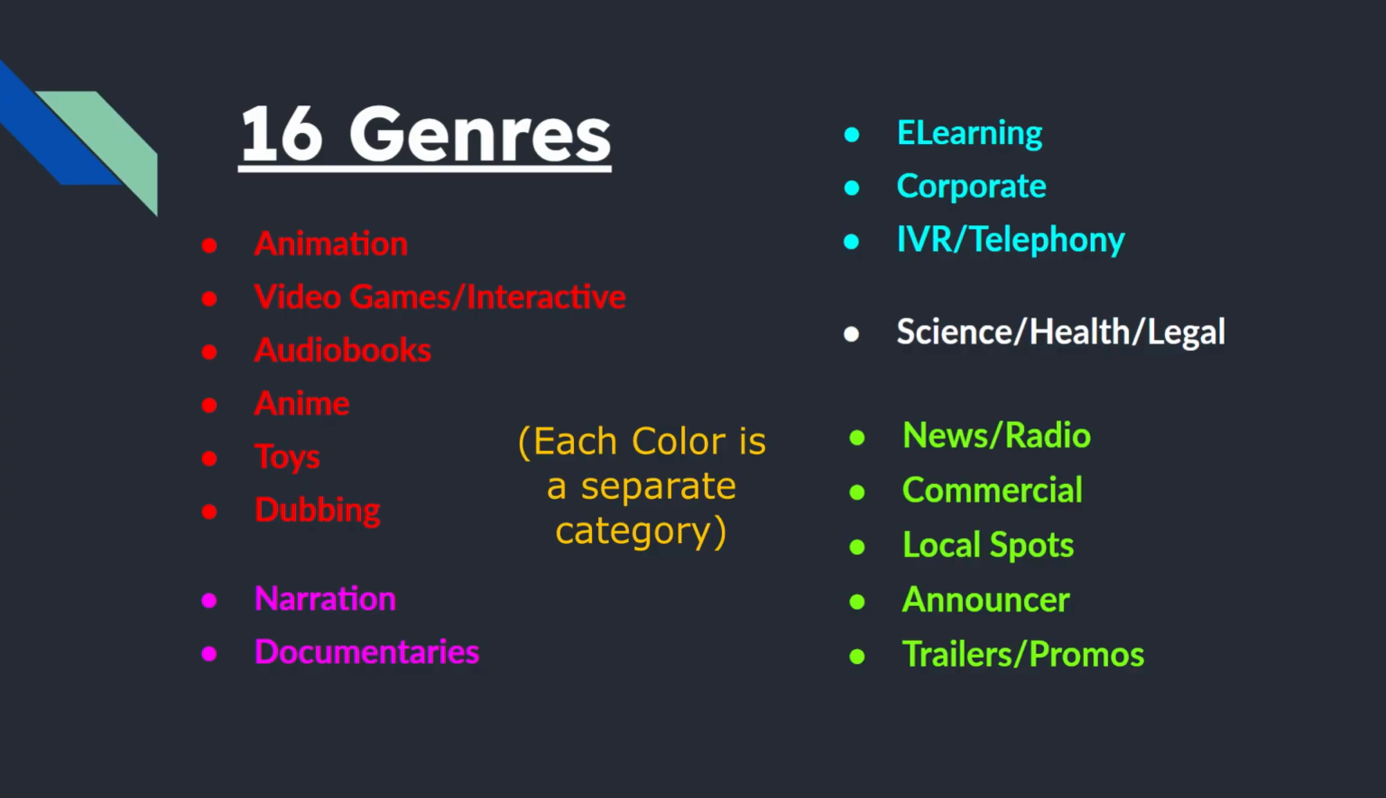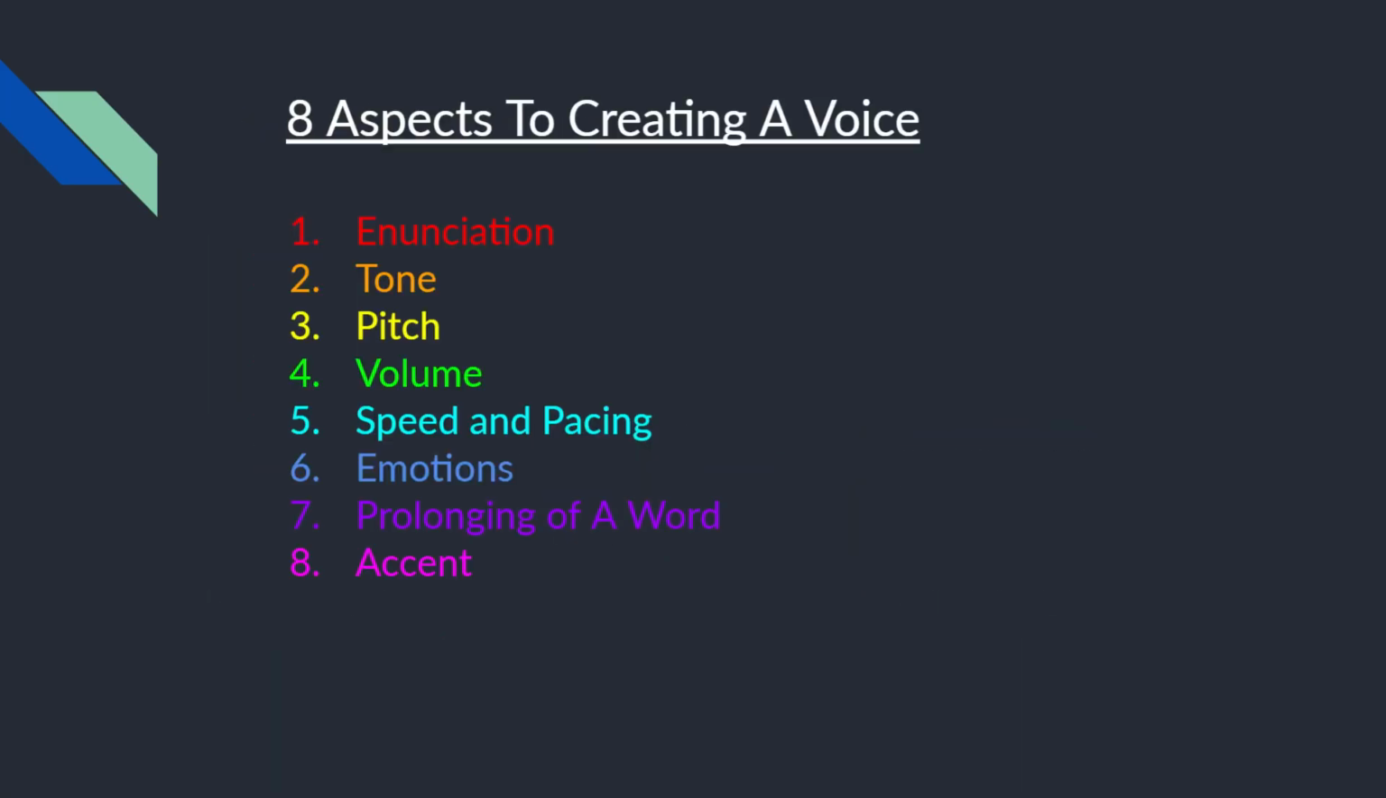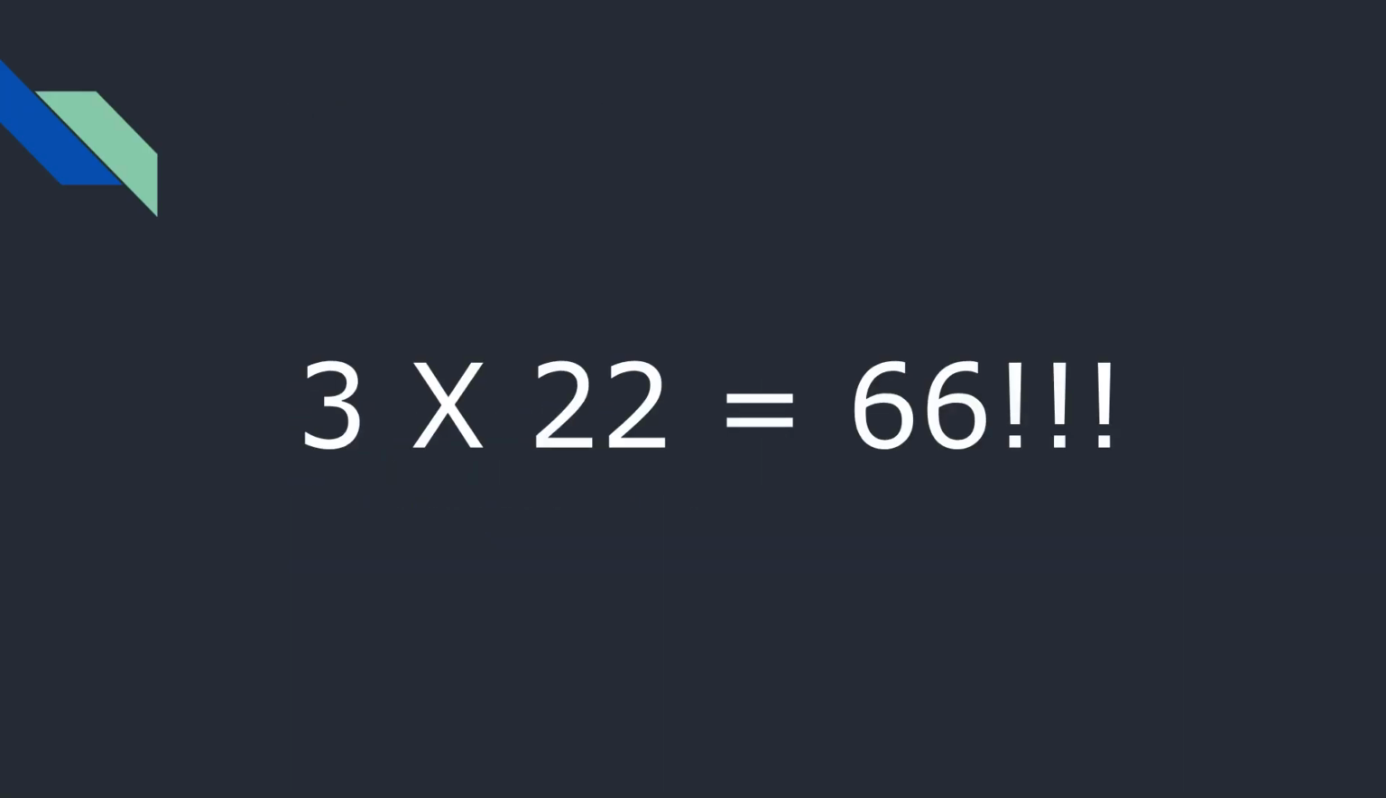Once you have your 3 or more genres, take the voices that you've been practicing and play around with the 8 vocal aspects I listed. If you have a voice for each, then you can now have a potential of 66 different variations of voices that you can explore and practice with. 66? Now that's the potential for a great future with just 3 good voices.